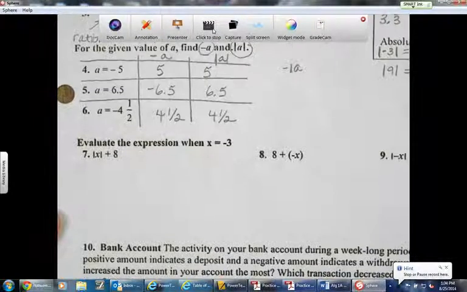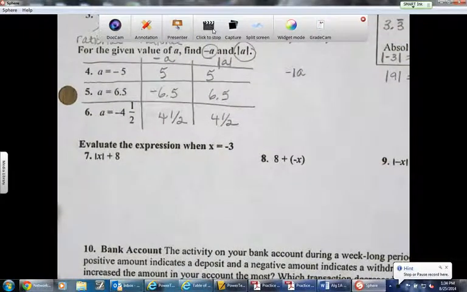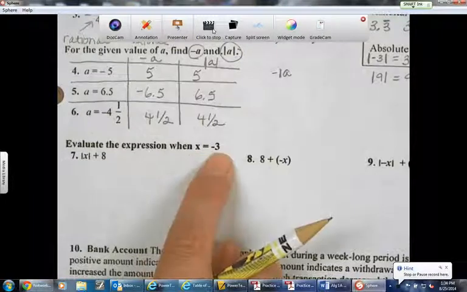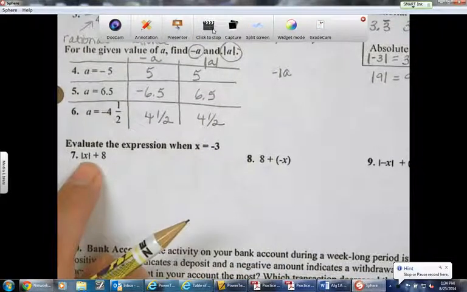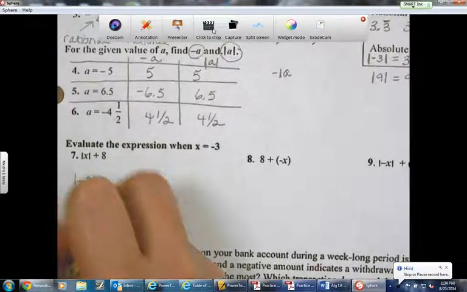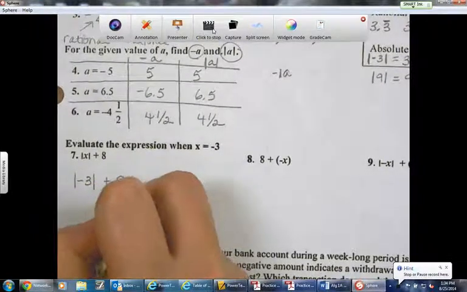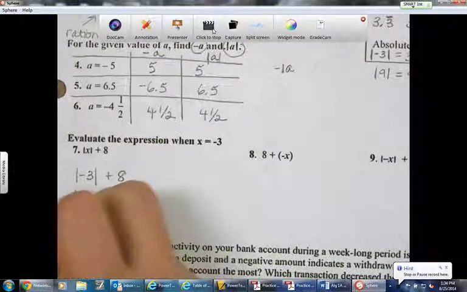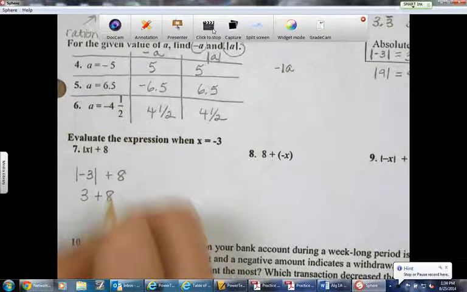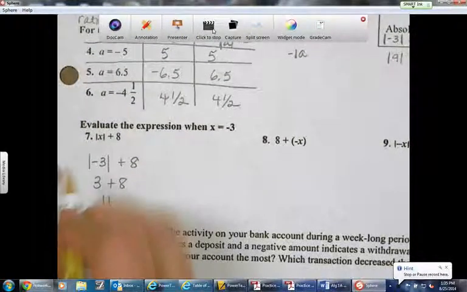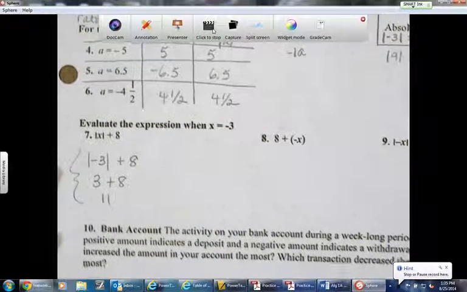So now we're going to actually try to use it. Okay, so here's what we have to be able to do. We have to be able to plug in a negative 3 right here for our absolute value. So I'm going to plug in negative 3 in here plus 8. So what is the absolute value of negative 3? 3 plus 8, 11. And this is the work I would expect to see if that was your homework. That's what I'd want to see.